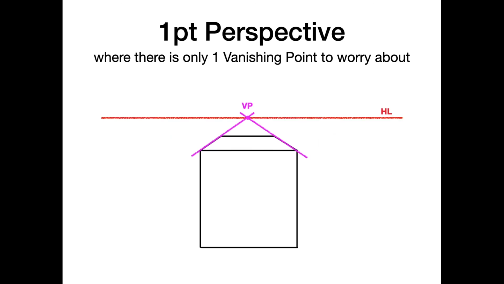I know this is a lot to absorb, but don't worry about it all yet. We will go into each of these in a whole lot more depth later. First, we're going to start with the easiest form of perspective, 1 point perspective, where there is only one vanishing point to worry about.